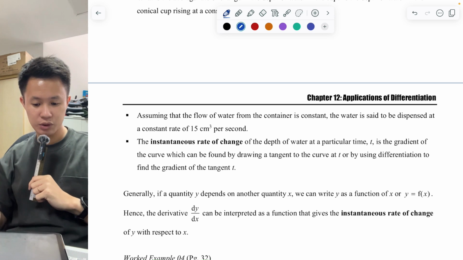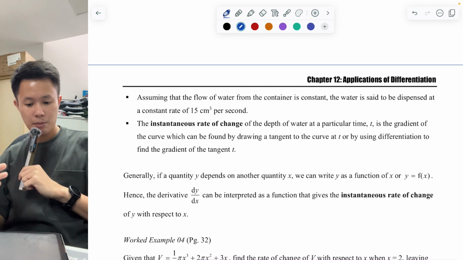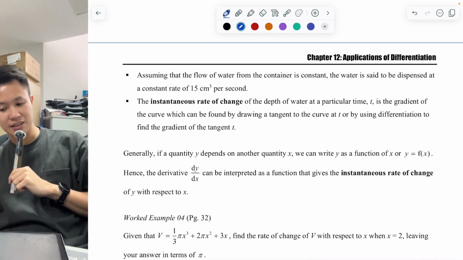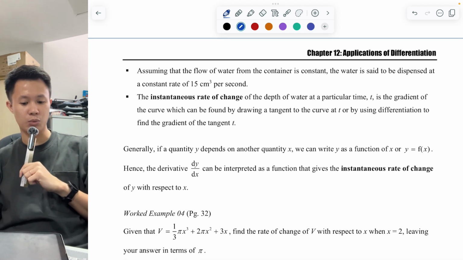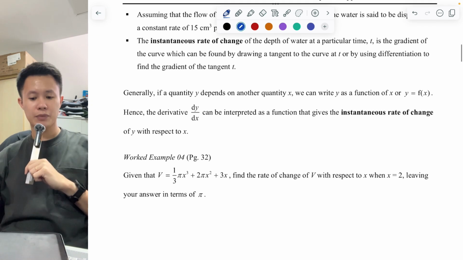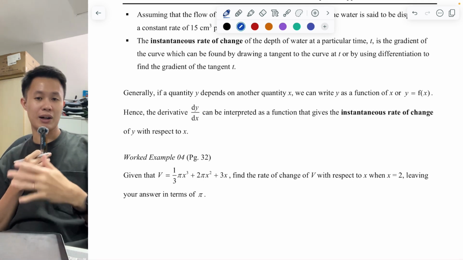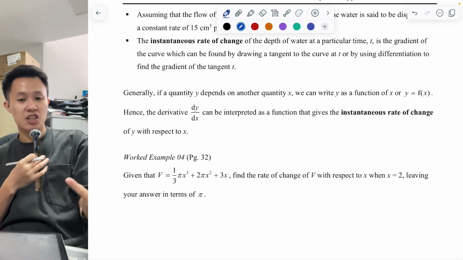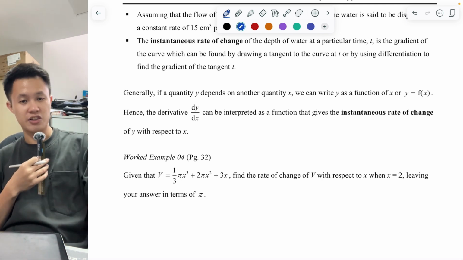Generally, if a quantity y depends on a quantity x, we usually write it as y equals f(x). However, the derivative dy over dx, we usually interpret as an instantaneous rate of change of y with respect to x. What it means is, if I change a variable x, y will definitely change, right? And we want to figure out the rate at which it's changing. When I change x, how fast or how slow is y changing?